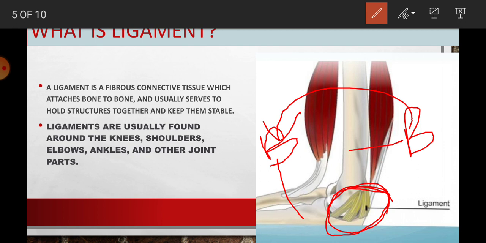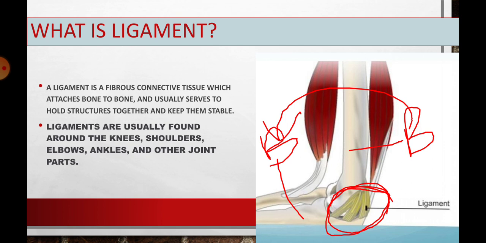They connect bone to bone, and that's why bones cannot move from each other or dislocate, and in such a way they serve to hold structures inside our body together and keep them stable. Ligaments are usually found around the knees, shoulders, elbows, ankles, and at each of the joint parts of our body.